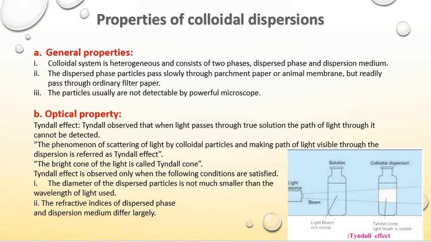So I can say that the phenomenon of scattering of light by colloidal particles, making the path of light visible through the dispersion, is referred to as the Tyndall effect. The bright cone of light is called the Tyndall cone, as you are seeing in the diagram.